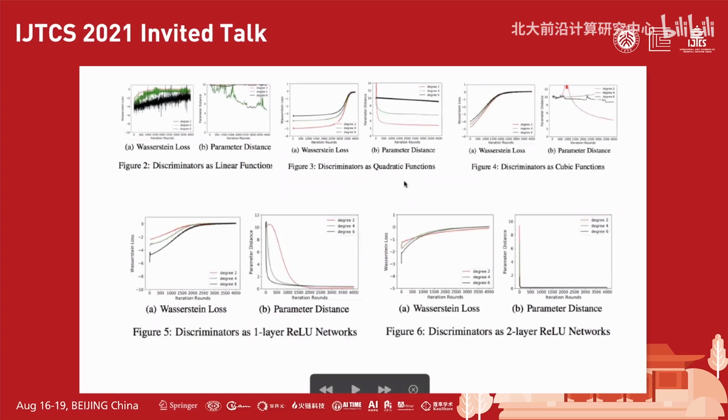By using simple numerical experiments, we can see that if our discriminator functions are quite easy, like linear, then the Wasserstein loss and the parameter distance may not even converge. But if we use more complicated discriminators, like quadratic ones, cubic ones, or even one-layer ReLU and two-layer ReLU, our Wasserstein loss will converge to zero very quickly, and the parameter distance will also converge to zero very quickly, which means that when the Wasserstein loss converges to zero, the parameters are the same or very close, so our generated distribution is close to the target distribution.